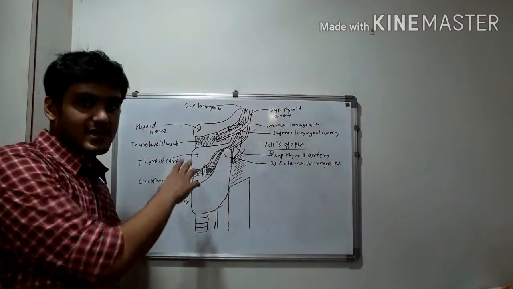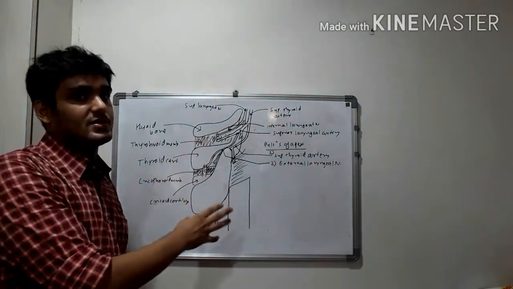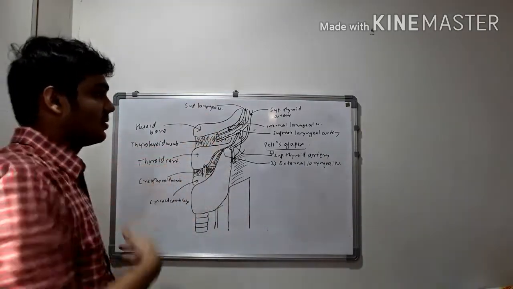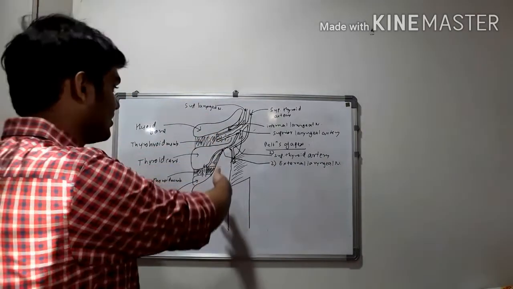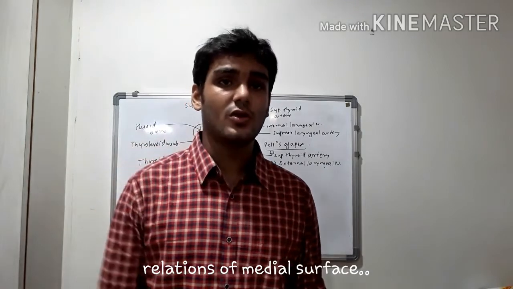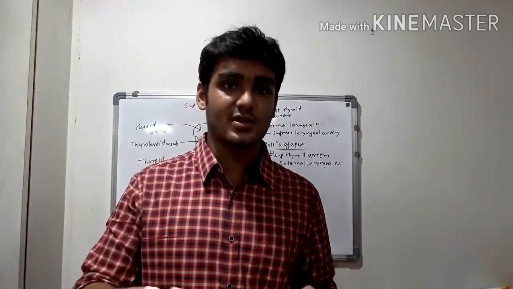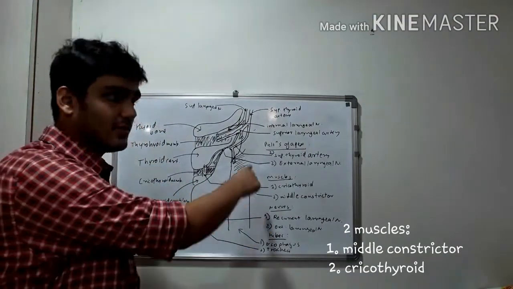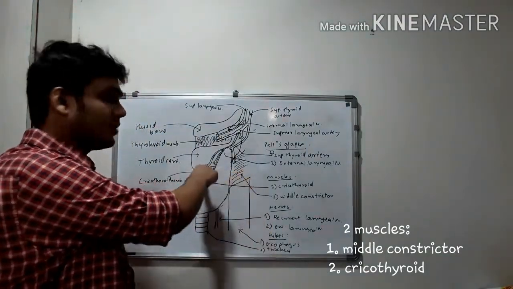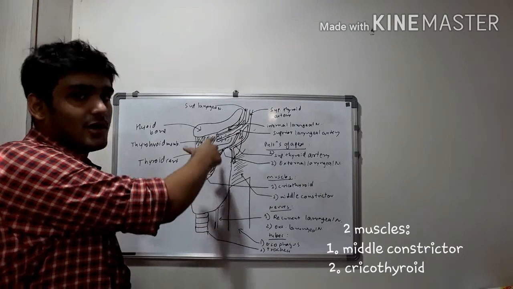Now the surface facing us is the lateral surface, and the surface opposite to it, which is to be imagined, is the medial surface. And that medial surface is related to two tubes, two nerves, and two muscles. So in all, six structures. The two muscles are the middle constrictor muscle of the pharynx and the cricothyroid, the muscle joining the thyroid cartilage and the cricoid cartilage.